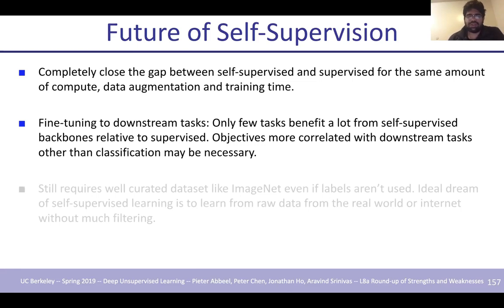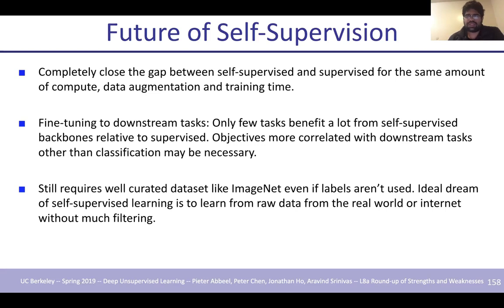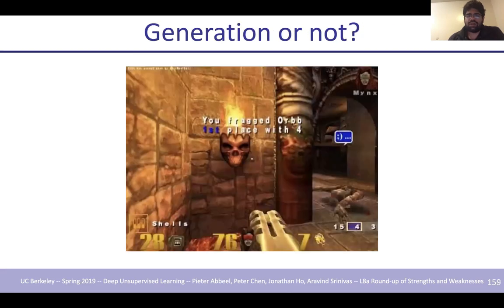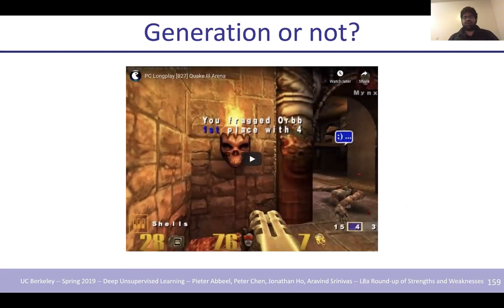And finally, all these self-supervised successes have relied on using ImageNet. And it's not clear if self-supervised learning would just work from images in the wild or from the internet, which is really the dream, and which is really why people want to do self-supervised learning. So that's it for self-supervised learning in terms of utility for downstream tasks.